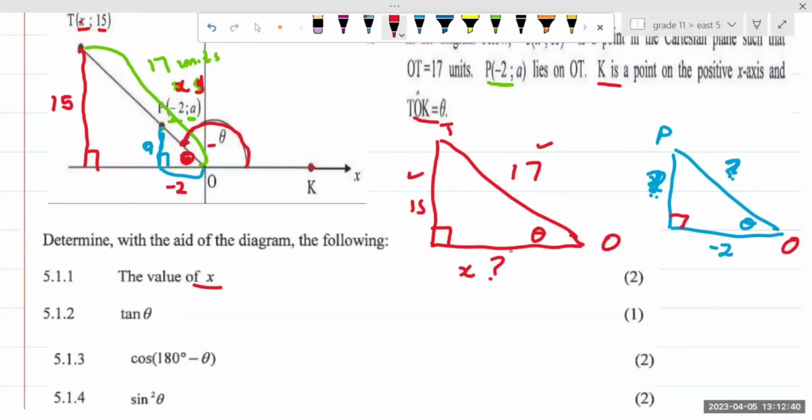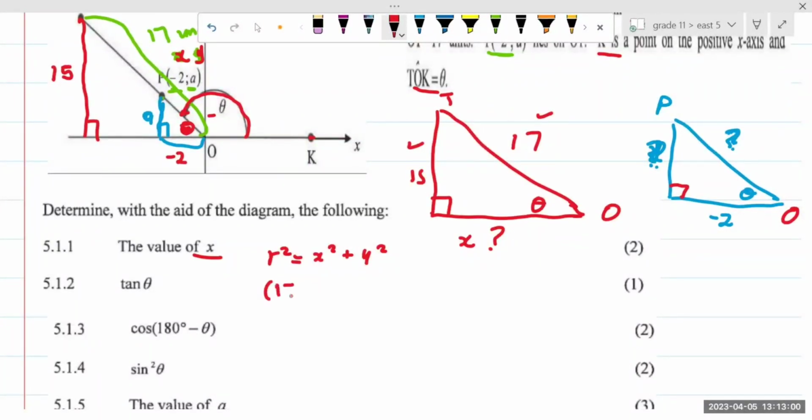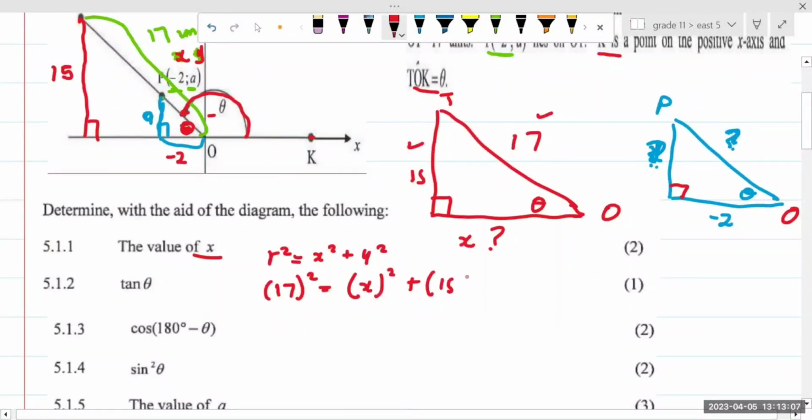How can I get x? Using the theorem of Pythagoras. So if we use Pythagoras, we'll say we have r squared, which is going to be x squared plus y squared. And then we know what is our r squared? It's 17 all squared, which is going to be equal to x squared, which we don't know, plus 15 all squared.